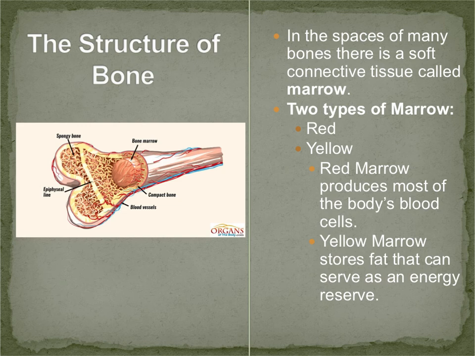In the spaces of bones, there's a soft connective tissue called marrow, and I mentioned this comes in two types, red and yellow. Red is going to be used to produce the body's blood cells, whereas yellow is going to store fat that can later be used as an energy reserve. Also notice that the bone has all of these blood vessels that flow through it. So there is a really good blood supply to all of this bone tissue.